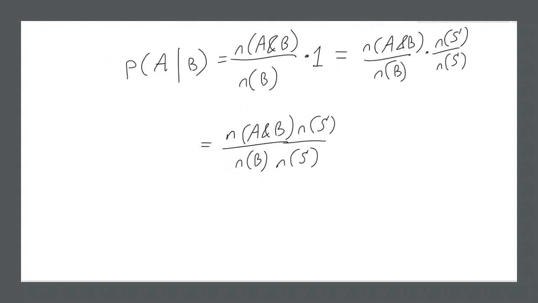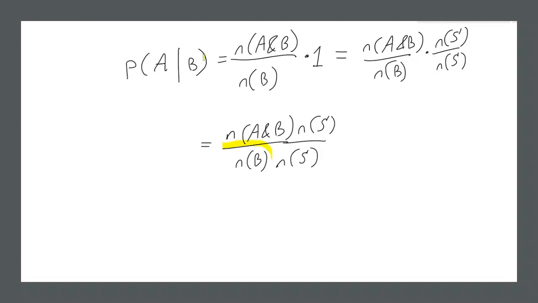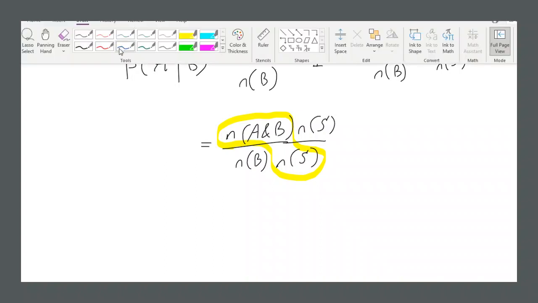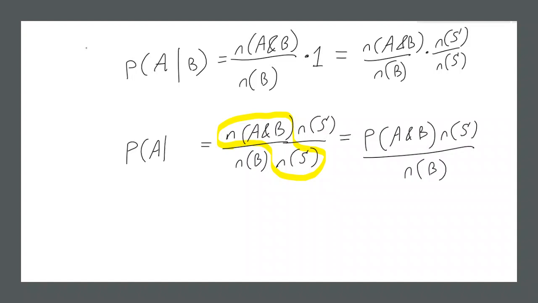And because we can multiply and divide in any order, I'm going to take this part here, the number of ways A and B can happen, and divide by the total number of possible outcomes. And notice that that's the probability of A and B. And we still have the total number of outcomes on the top and the number of ways B occurs on the bottom. And that, of course, is equal to the probability of A given B.